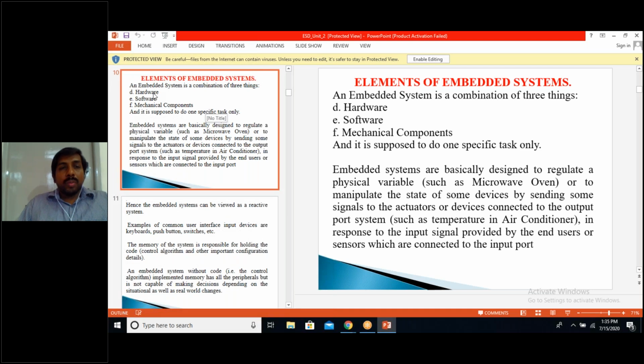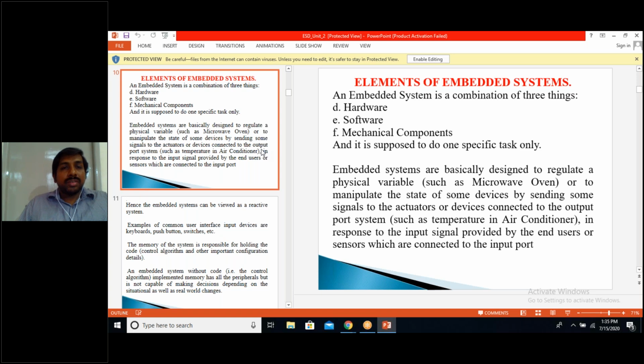An embedded system is a combination of three things: hardware, software, and mechanical components, and they are doing only specific tasks. So these embedded systems take input as one specific quantity, and based upon that they control the output quantity. That is done by giving signals to actuators.